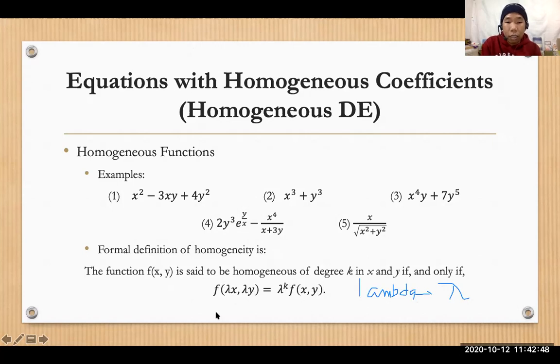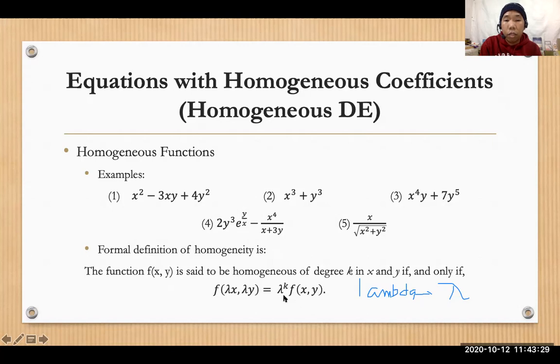As you can see in this definition, we replace x by lambda x and y by lambda y. And if we are able to factor out lambda in the given function, giving us lambda raised to k, then the given function is homogeneous of degree k. Again, in this equation, this k here represents the degree of the given function.